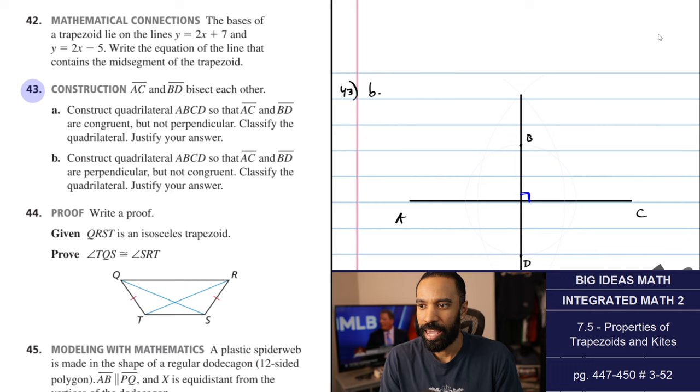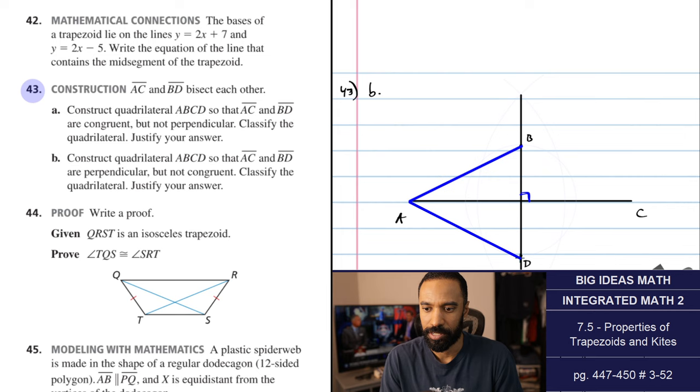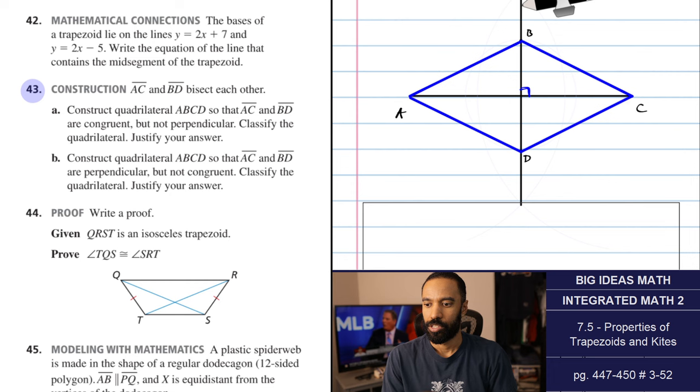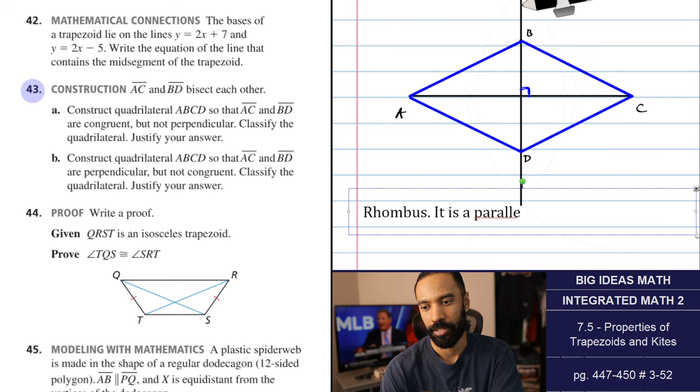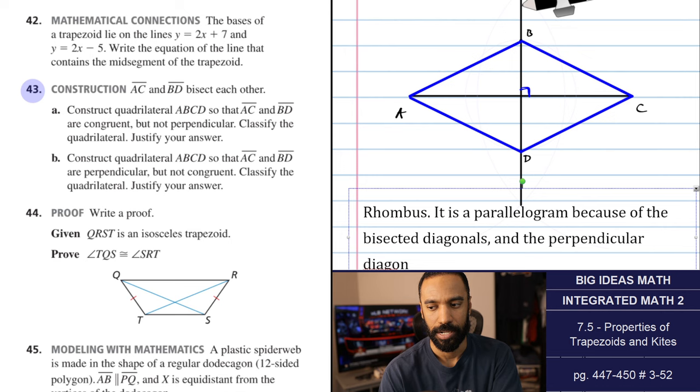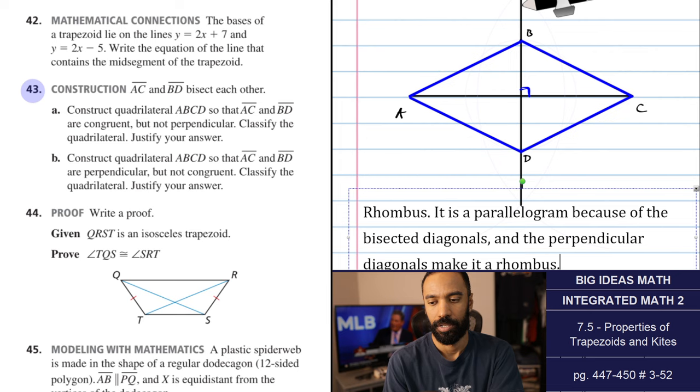It's a rhombus. Same kind of reasoning that we were mentioning before, in that it's a parallelogram, but then it has perpendicular diagonals. So, here we go. And it looks like one to me. Not a kite, not a trapezoid. So, rhombus. It is a parallelogram because of the bisected diagonals, and the perpendicular diagonals make it a rhombus. It is not a square because the diagonals are not congruent.